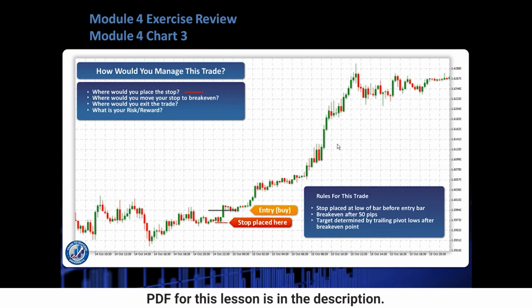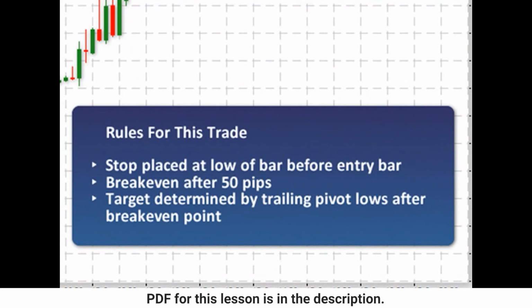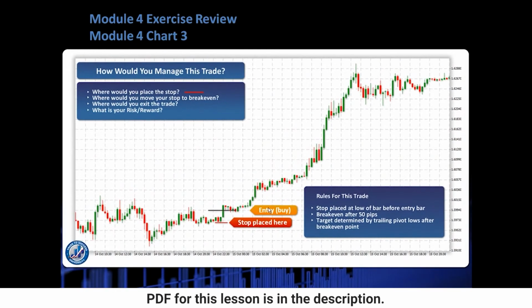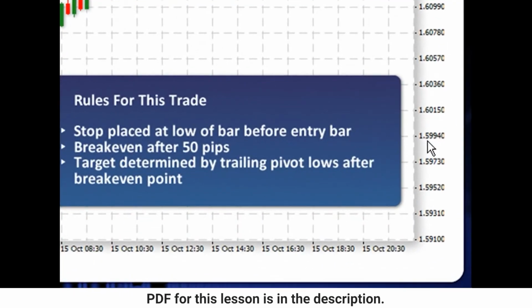What about your break even? Where will you move your stop to break even? Well, the break even is after 50 pips. So what we've got to do here is look at the price on the right. So the entry is, if we just carry on this line here, this amount right here: 1.5994. 1 pip is the 4th decimal place, so we don't need to look at the 5th decimal place. So 1.5994. What is 50 pips more?